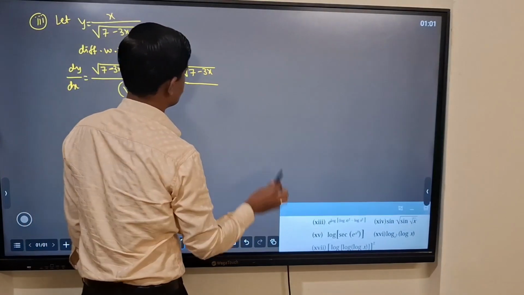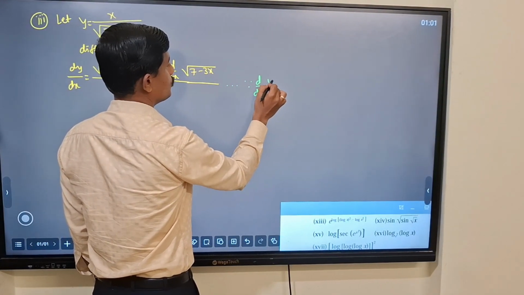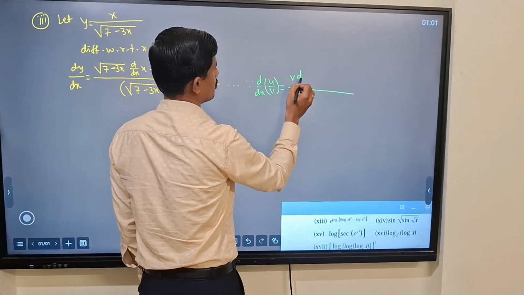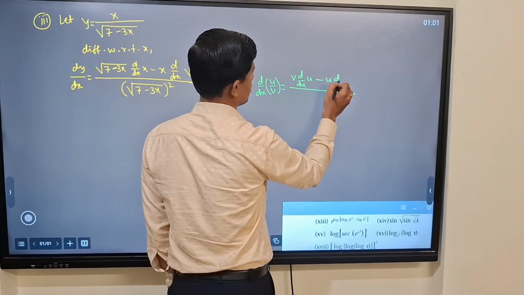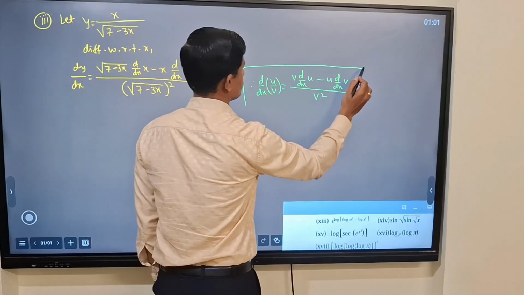Here which rule have we used? The rule is d/dx of u upon v. For u upon v, first denominator remains as it is, differentiation of numerator, minus numerator remains as it is, differentiation of denominator, upon denominator square.